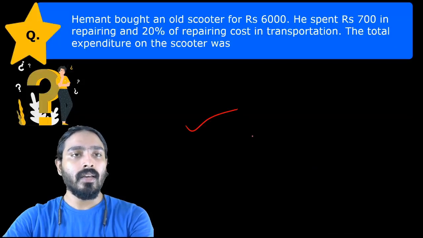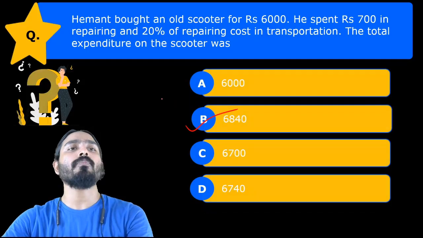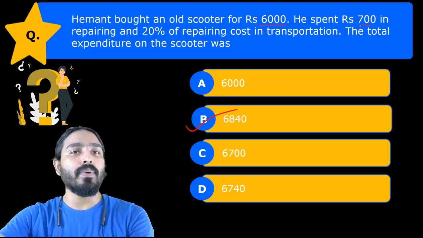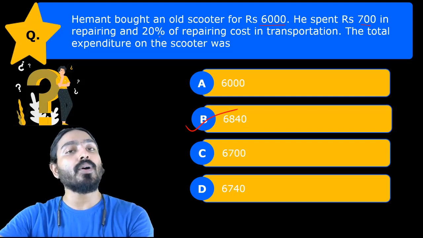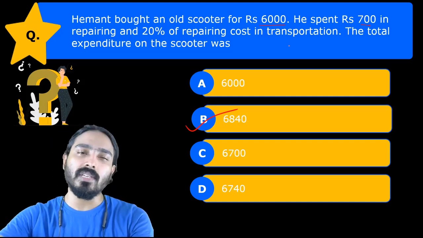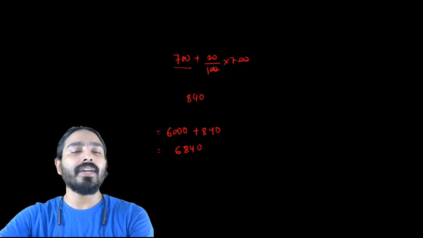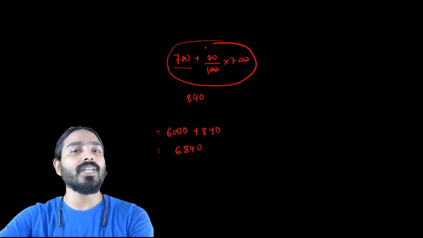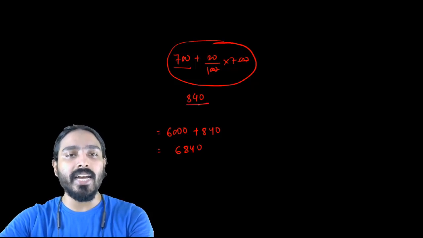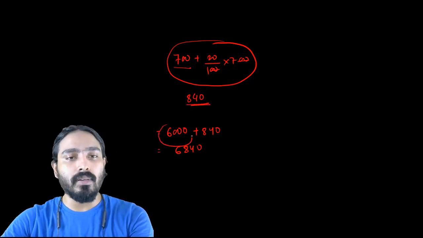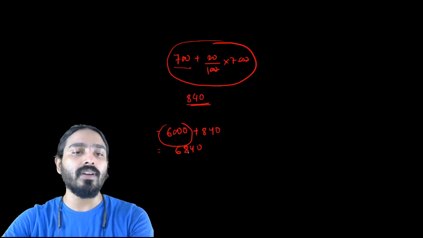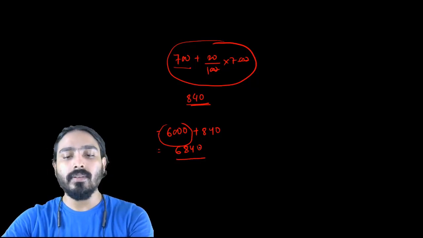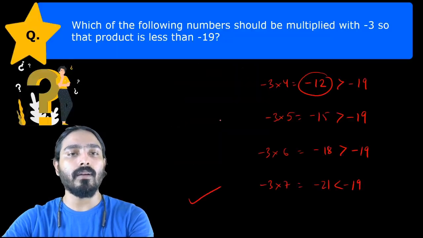So that's this question. Now Hemant bought an old scooter, the cost is this, 700 is the repairing cost, and 20% of the repairing cost is transportation. A simple percentage question. 700 plus 20% of 700 is the cost of transportation as well as repairing, right? So that is 840. What is the cost of the buying? That is 6,000 plus 840, so the total cost will be 6,840, right? So that will be our answer, B.